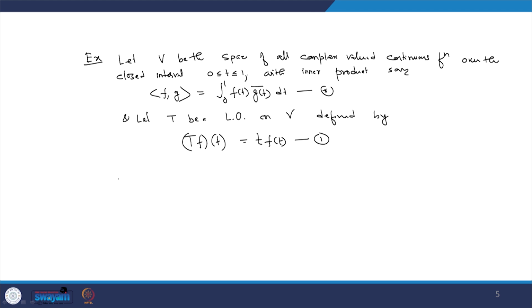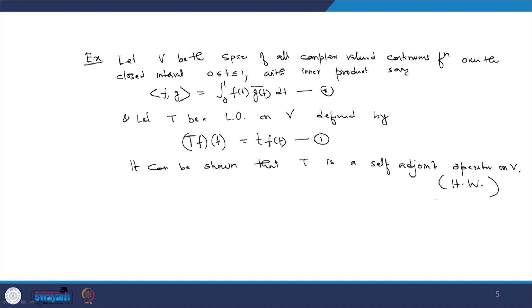Again, this is a home assignment: it can be shown that T is a self-adjoint operator on the space V. So, you can prove it as a homework. Okay. So now I will show that this operator does not have an eigenvector, even though it is defined over an inner product space and it is also self-adjoint, but it does not have any eigenvector.